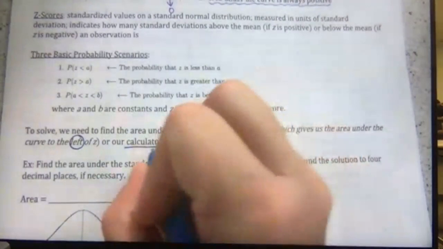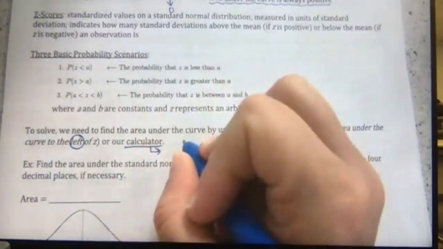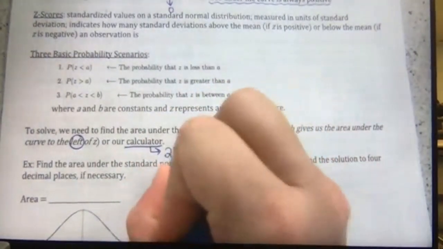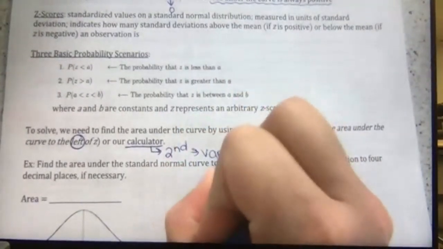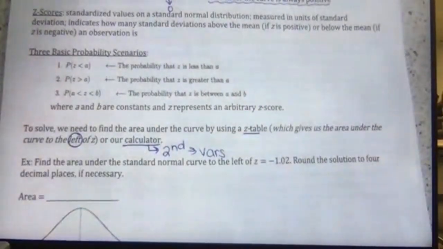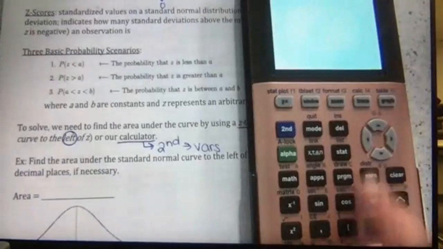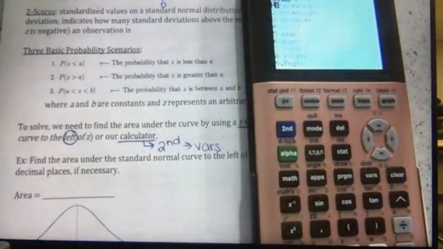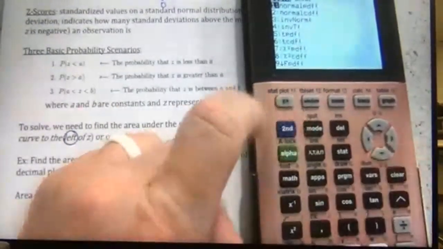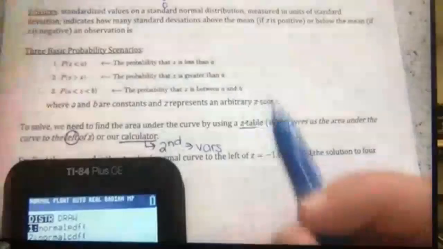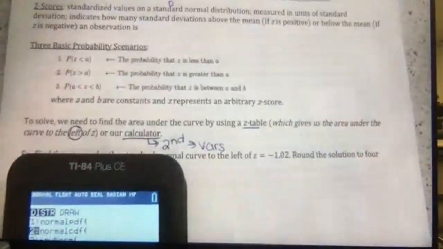So for our calculator, just because I'm here, let's just write it. In order to get to our calculator, we're going to hit our second button, and then our vars button. Notice second vars tells us our distribution, because above vars it says distributions. We're talking about normal continuous curves here, so we're going to go down to number 2, which is normalcdf.